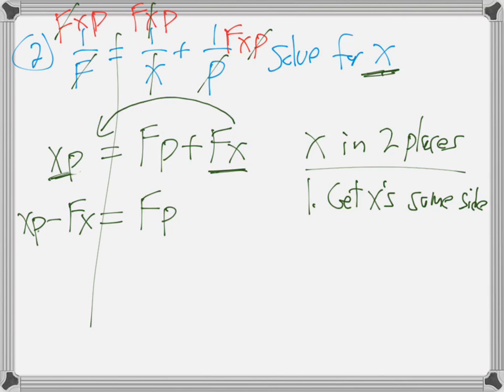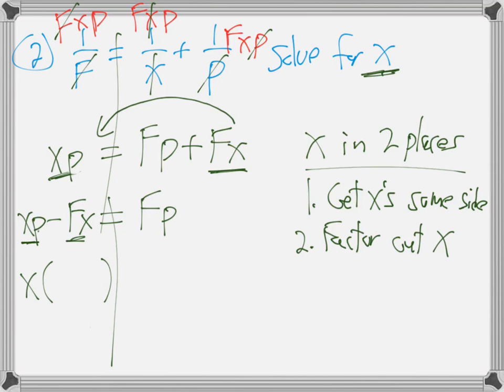Okay, now, what could I do to, x is still in two places, right? Factor. Yeah, good. Factor out x, like with a GCF, what's in common, you know? So yeah, just take out that x. Just say x parenthesis, and what's going to go inside? P minus F. P minus f, huh?